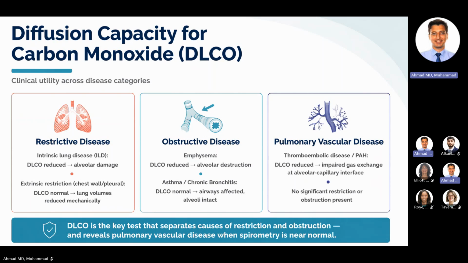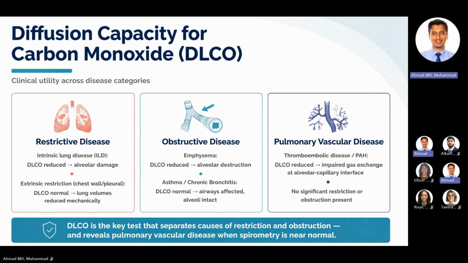The diffusion capacity for carbon monoxide is the ability to exchange oxygen for carbon dioxide at the alveolar capillary surface. In restrictive lung disease, your diffusion capacity is reduced because of alveolar damage. While in obstructive disease, your diffusion capacity is reduced because of alveolar destruction. And the reduced diffusion capacity in obstructive disease and COPD occurs in emphysema, but not in chronic bronchitis.